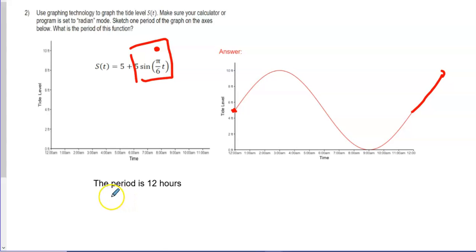Now the period is going to be 12 hours, right? Because after every 12 hours, the graph will begin to repeat itself. And as you can see here, from 12 a.m. to 12 here is going to be 12 hours. And so this part of the graph begins to repeat itself after 12 hours.